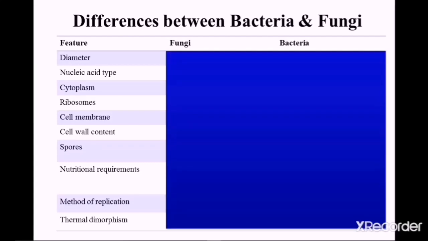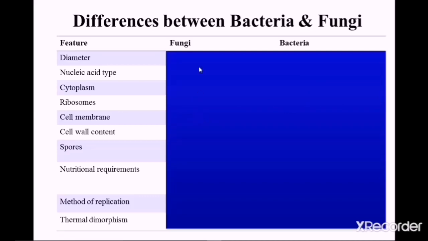Differences between bacteria and fungi. Diameter: approximately 4 micrometers, for example in case of Candida, and the diameter of bacteria is approximately 1 micrometer. The example is that of Staphylococcus. Nucleic acid type: fungi are eukaryotic, bacteria are prokaryotic. Cytoplasm contains mitochondria and endoplasmic reticulum, whereas both of these components are absent in bacteria. Ribosome is 80S in fungi and 70S in bacteria.